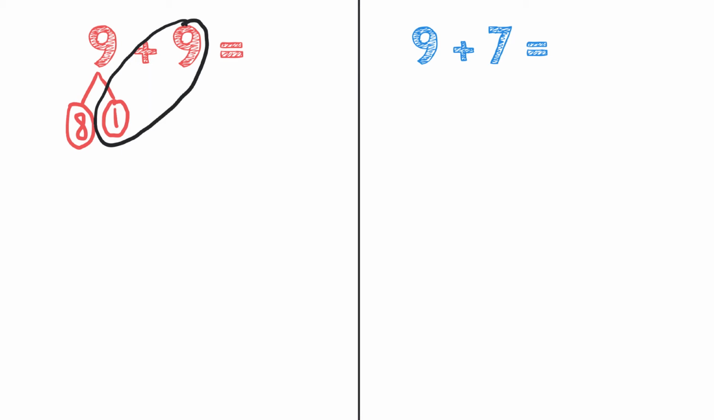make 10. So I have my 9 plus 1 is 10, and then I have my 8 that's left over, so I'm going to add that in right there. So 10 plus 8, and because 10 is a friendly number, I know 10 plus 8 is 18. It's easy for me to add with 10s.